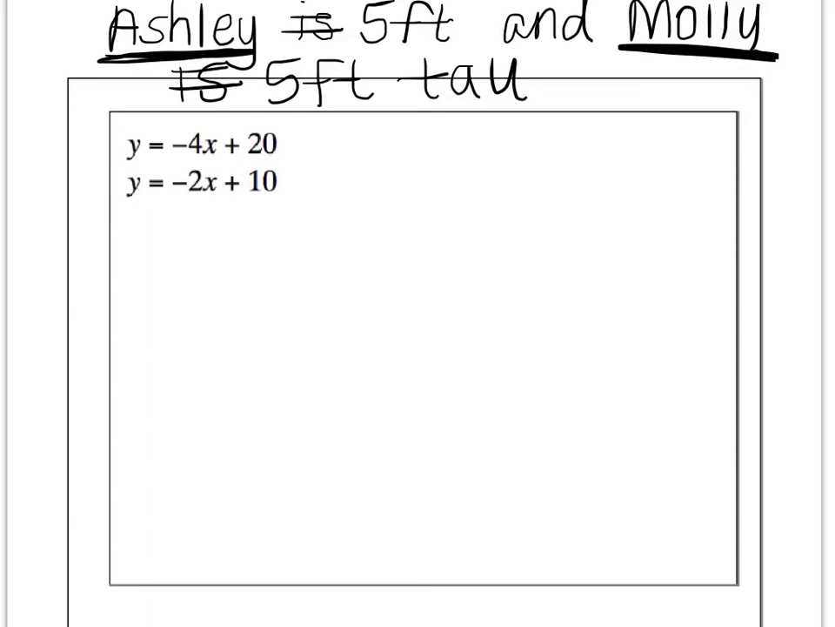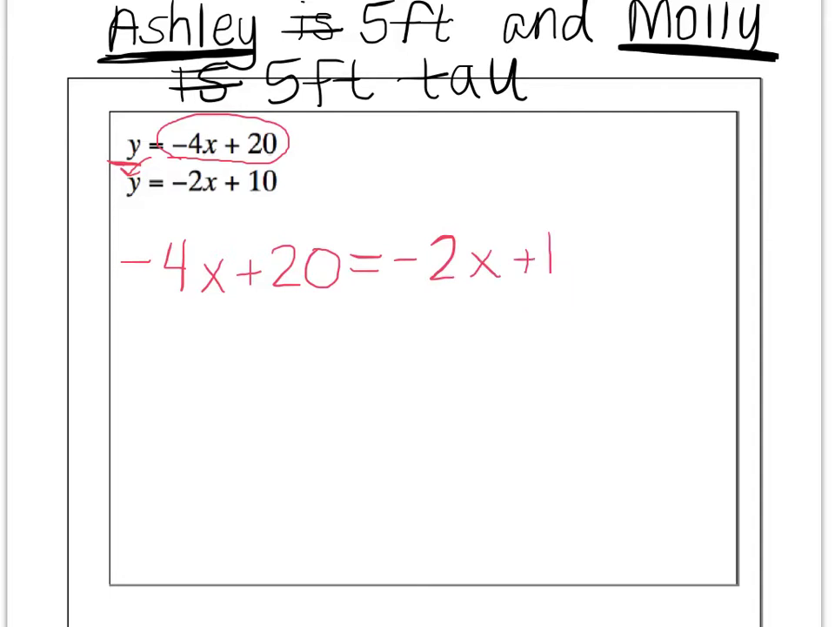So if you notice here, it says y equals negative 4x plus 20, and y equals negative 2x plus 10. So what I'm going to do is in this first equation, I'm going to take what y equals, and I'm going to put it into the second equation. I'm substituting that in for y. Since y equals negative 4x plus 20, I'm going to assume that that's going to equal negative 2x plus 10. I'm going to set them equal to each other since they're both solved for y. Then I'll go through the solving process.